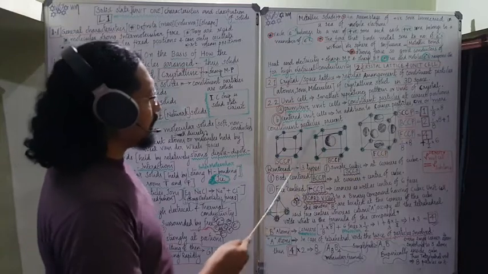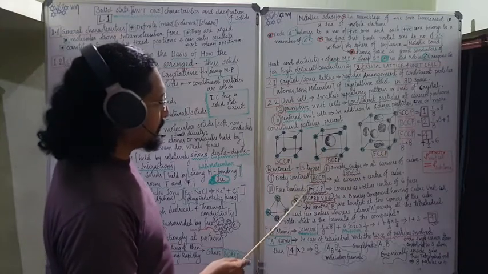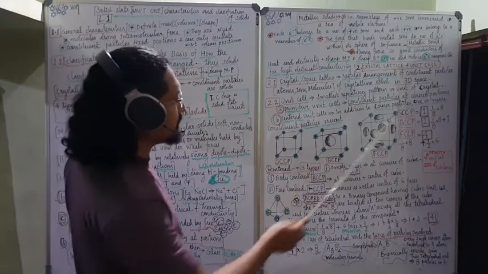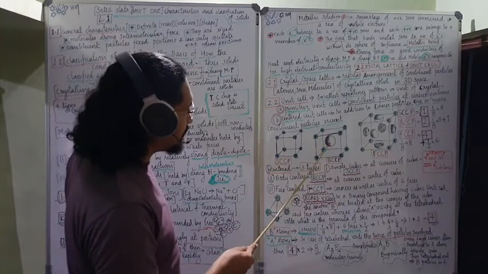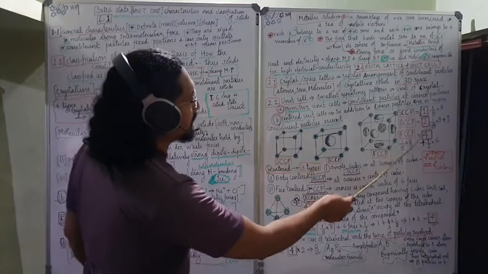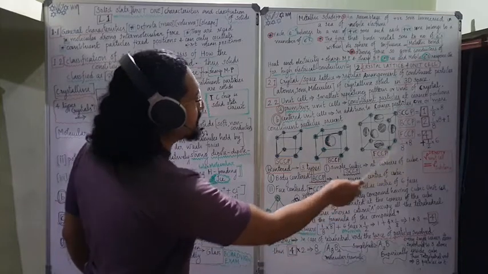In the case of body-centered cubic packing, just remember, along with this 1, a single particle is in the middle. So 2 particles are included. That is 1 by 8 into 8 plus 1. This is asked in the exam.